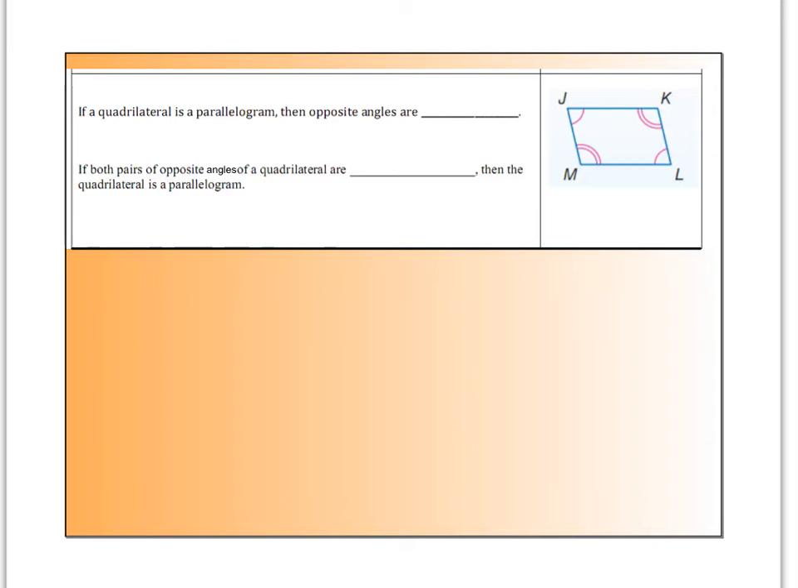A second property of parallelograms is opposite angles are congruent. You can see over here on the right, we have a parallelogram. J and L each have 1 curve, so they're congruent, and K and M each have 2 curves, so they're congruent. And actually the converse, or the opposite, is also true, because if all you saw was a picture like this where the 4 angles were marked and opposite angles of the quadrilateral were congruent, then that would be enough information to know, oh, that's a parallelogram.